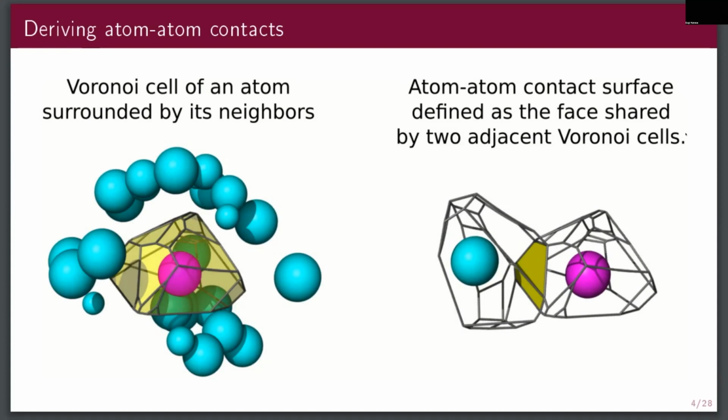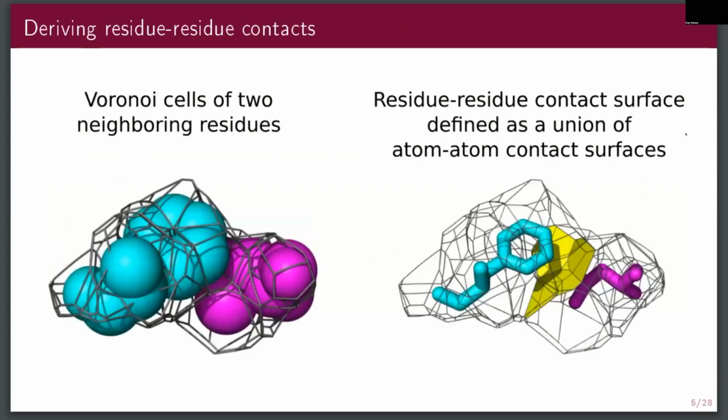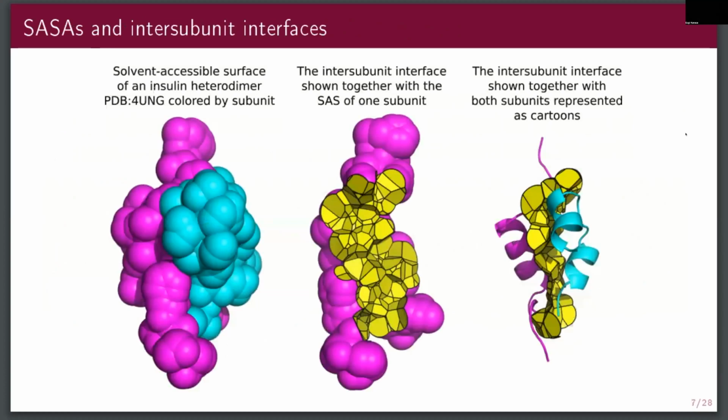So an important point about our approach is that we constrain Voronoi cells inside a solvent accessible surface. Otherwise, contacts on the surface of a protein wouldn't make much sense. And we can combine inter-atom contacts into inter-residue contacts just by stacking them together. They form nice surfaces. And the same can be done with interchain contacts.